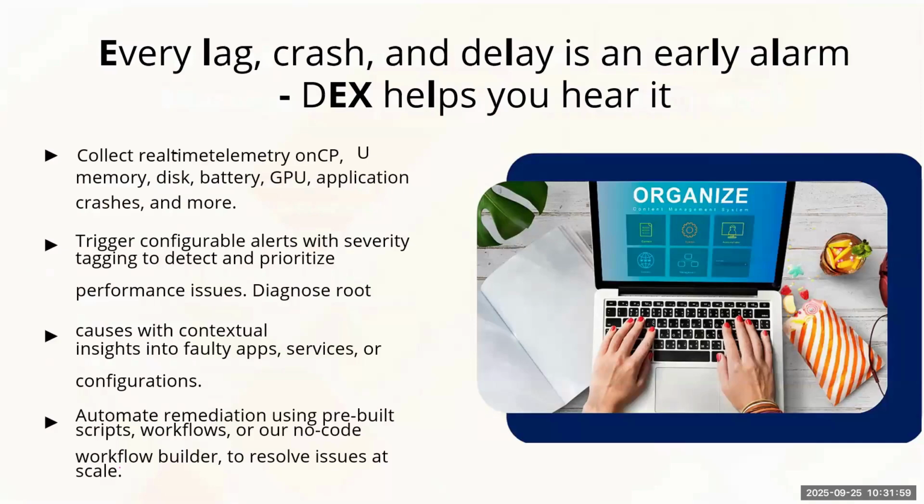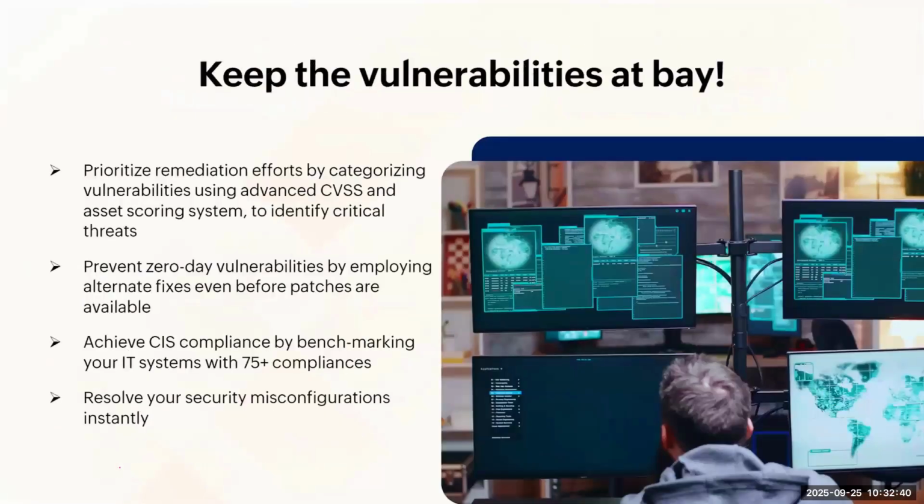So what this is basically saying is that Endpoint Central constantly collects all the telemetry data in real time, such as the memory, the disk, the battery, the GPU, and you are able to set alarms in case maybe CPU usage crosses a certain threshold or an application has crashed. You're able to set alarms to notify you to take action before it escalates into something serious. You're also able to automate remediation using pre-built scripts, workflows, or a no-code workflow builder to resolve issues at scale.